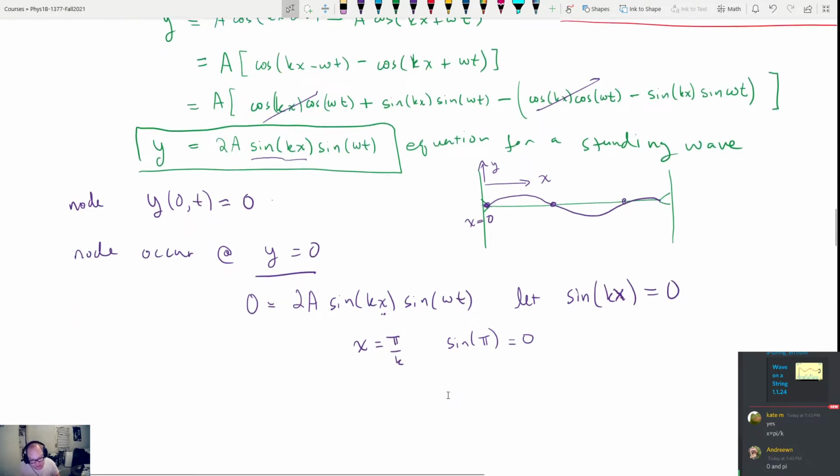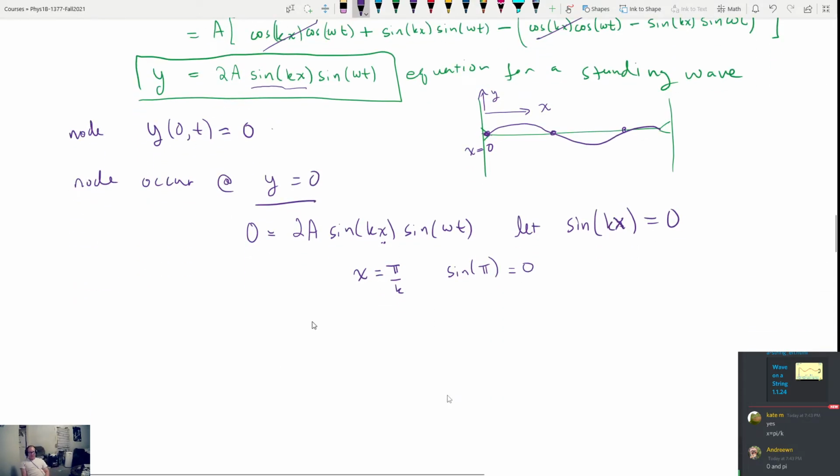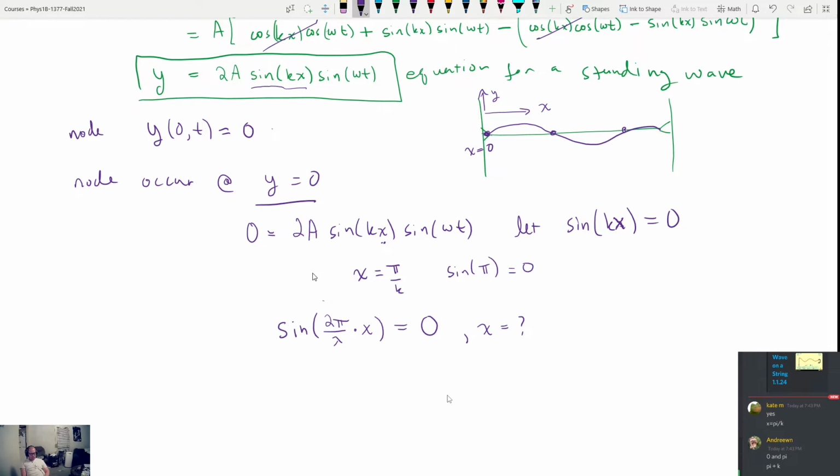I think personally this is a little bit easier to understand if I replace k with 2 pi over lambda, because ultimately we want to get this in terms of lambda times x is equal to 0, then this might be a little easier to see. So what values of x? There's more than one. It's not just one value. What values of x are going to give me 0?